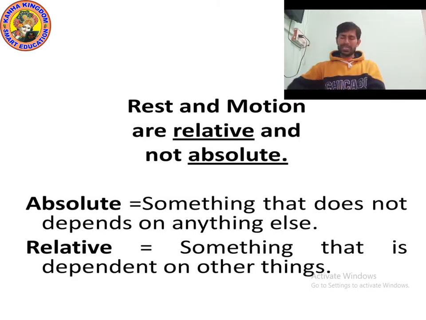Let me give you a simple example. Suppose a passenger is sitting in a moving bus, and the passenger is at rest, because the passenger is not changing position with respect to the other passengers. The other passengers are also in one place, but the bus is moving. For the observer inside, the bus is moving.